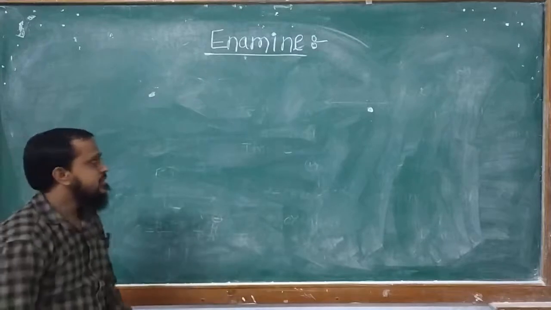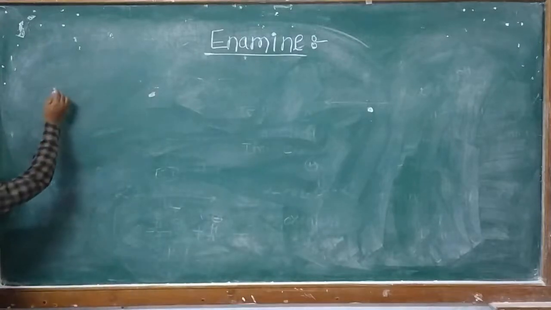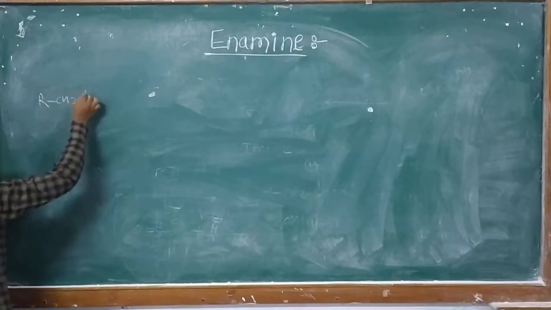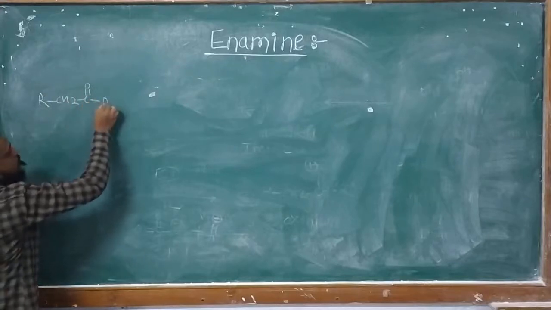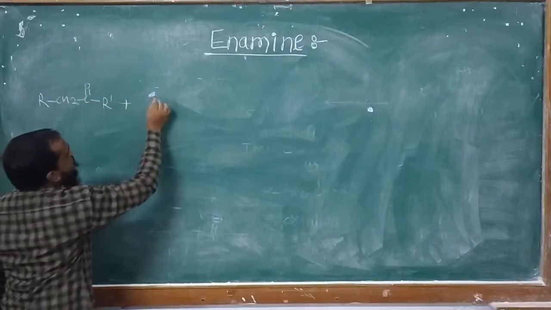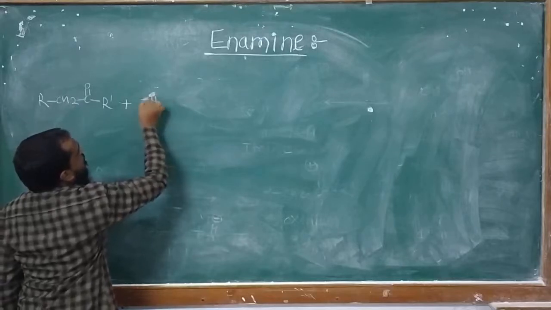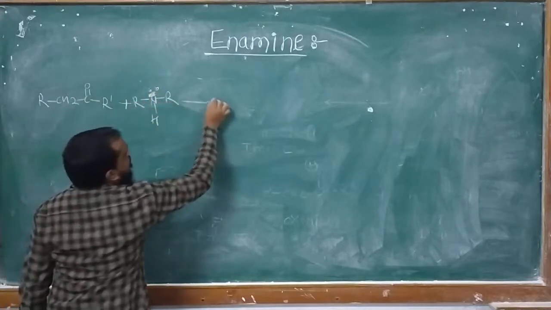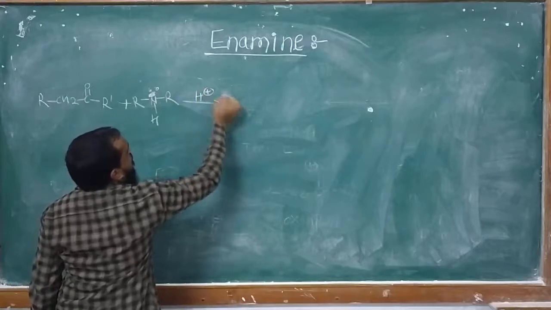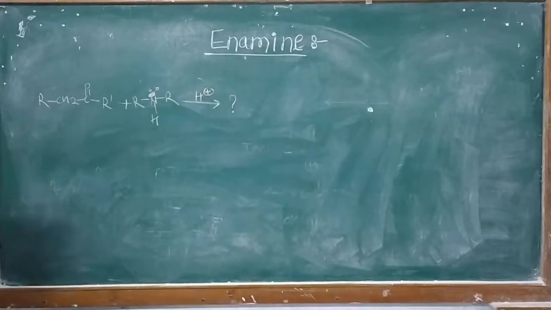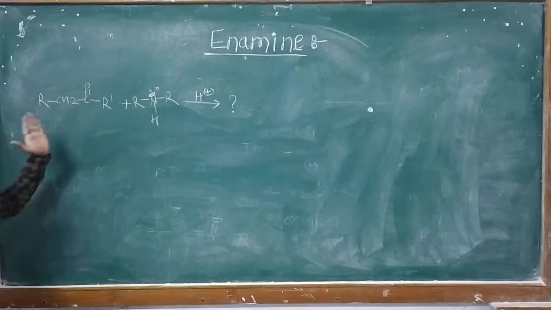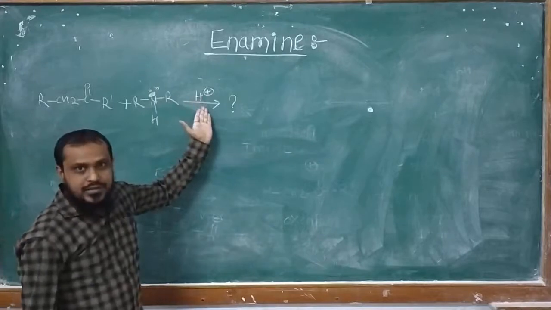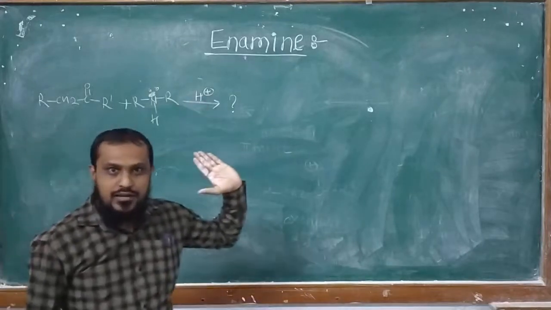So generally in your exam, this type of question will be asked: complete the reaction. This is our carbonyl compound and this is our secondary amine. Okay, here acid will be present, so here preparation of enamine will occur.